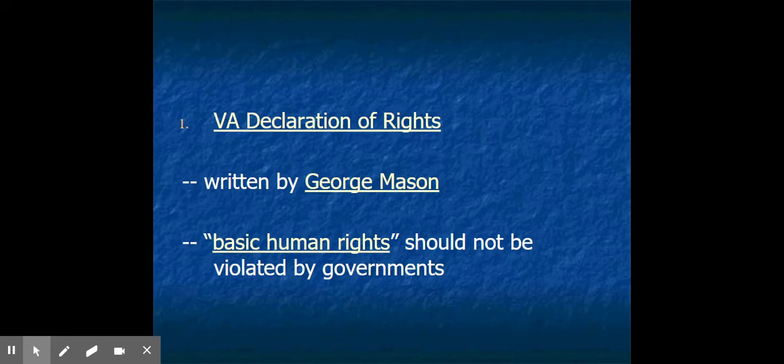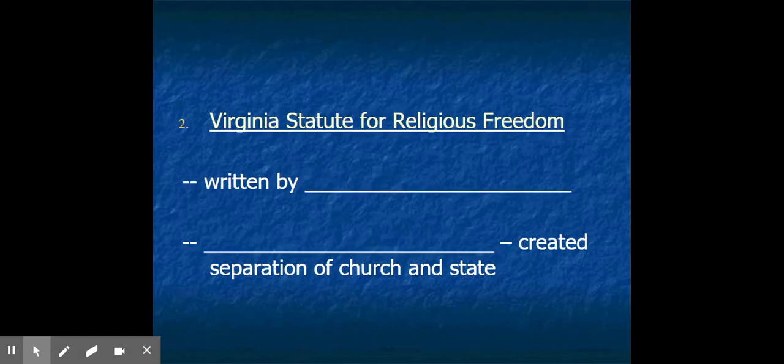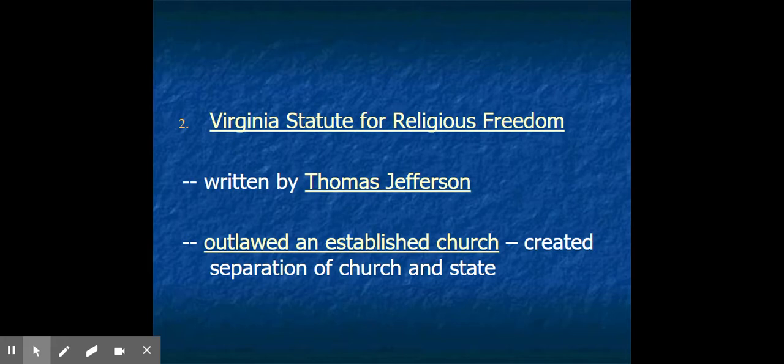Madison also goes to the Virginia Statute of Religious Freedom, written by Thomas Jefferson. It created a separation of church and state by outlawing an established church. So it basically gives everybody freedom of religion because it says the government cannot favor one church over another, and that creates separation of church and state.